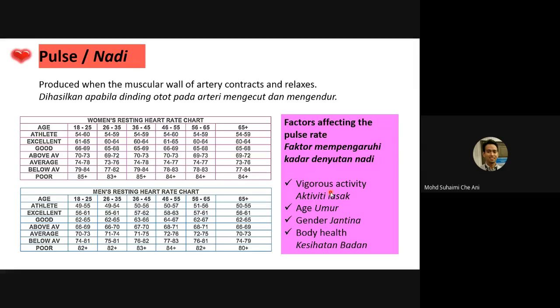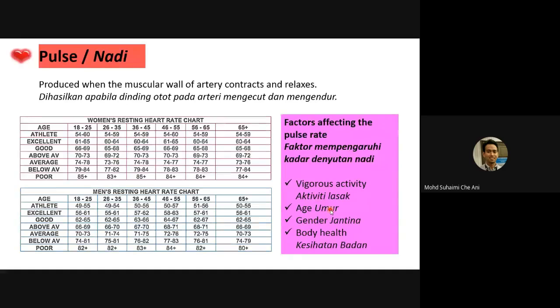For example, vigorous activity. You compare your pulse measured when relaxed and after jogging. You will see that after jogging, the pulse rate becomes higher. Why? Because you need more oxygen, so the heart will pump more blood and cause the artery to work harder. That's why the pulse rate becomes higher.